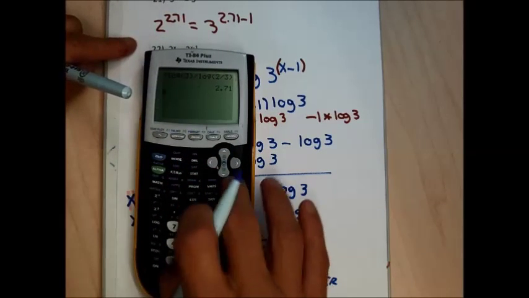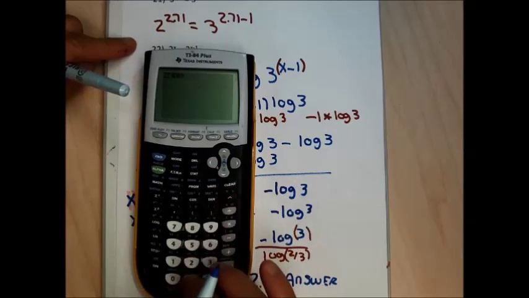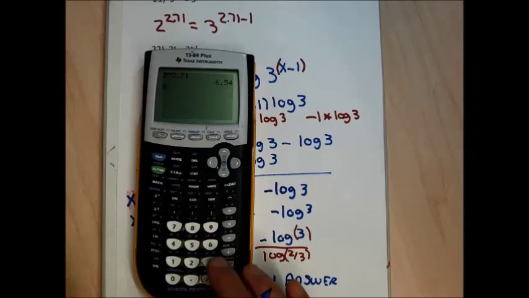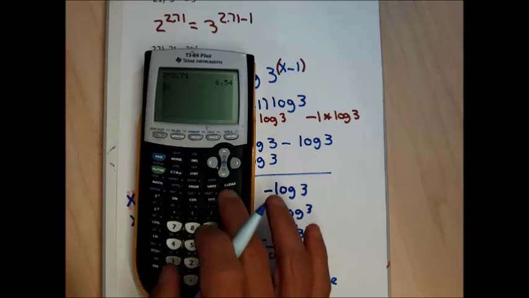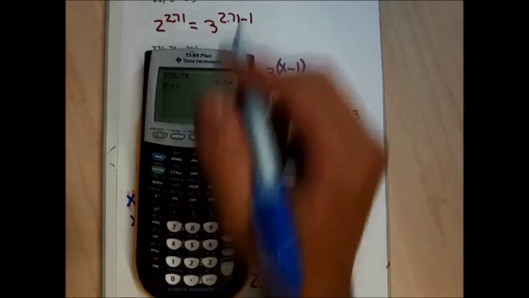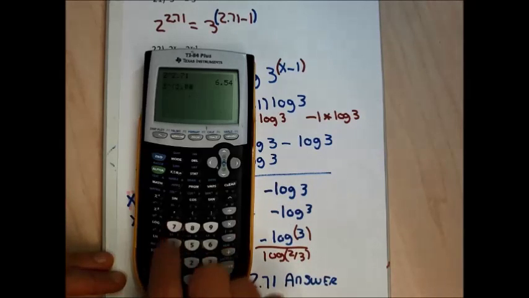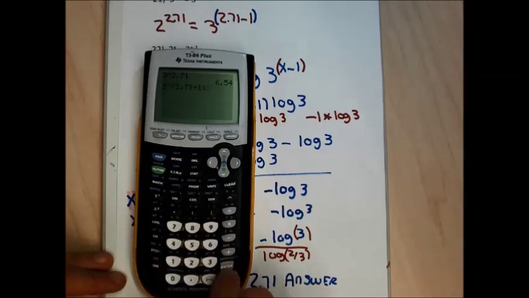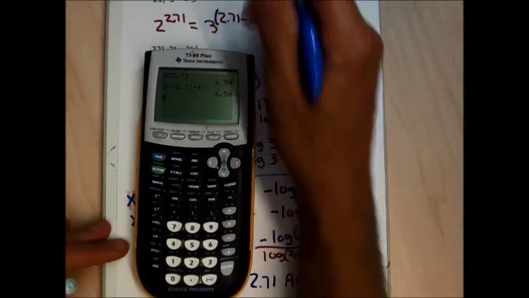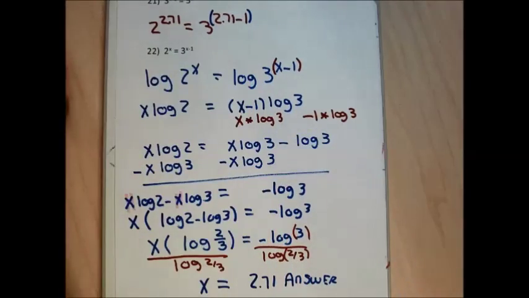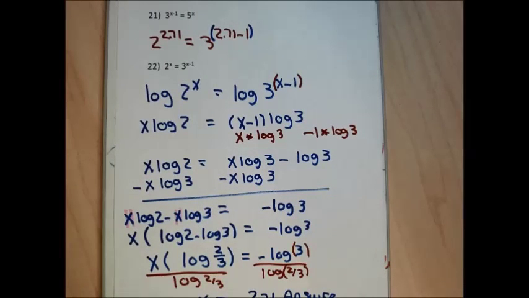So left-hand side, 2 up arrow 2.71. Left-hand side comes out to 6.54. Let me do the right-hand side going 3 exponent parentheses. Now on my calculator, that whole exponent's going to need to be in a parentheses, and 2.71 minus 1. And I get 6.54. So both sides came out to the same number. I feel good about my checking. So your 21 works the same way.